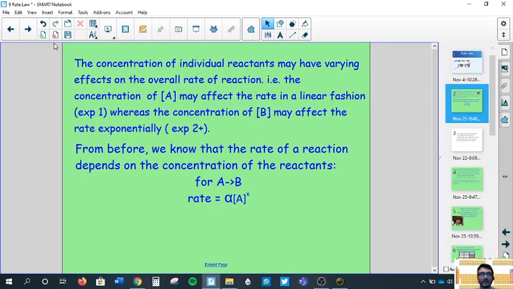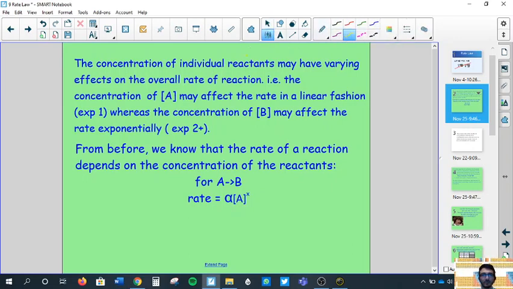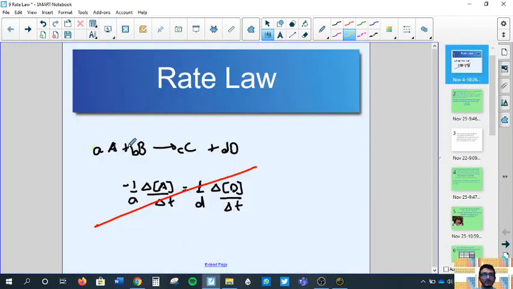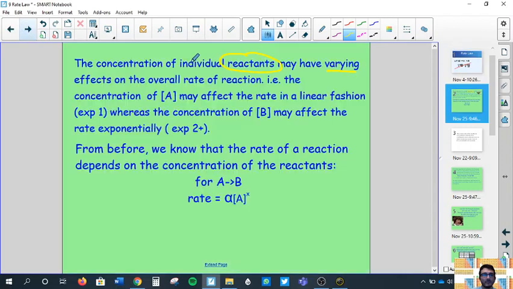So here we find that the concentration of any individual reactant, so that's a key point here, has varying effects. This varying effect is not dependent on the balanced coefficients, not dependent on a, b, c, or d. The overall reaction has varying effects based on the reactant itself. If we change the concentration of the reactants in our general reaction, A may affect the rate in certain ways. It can affect it linearly with an exponent of 1.